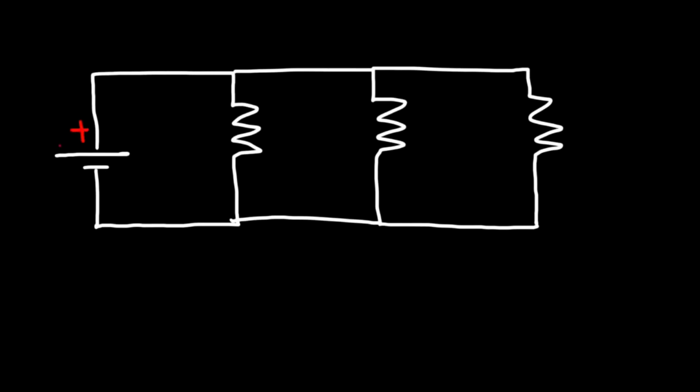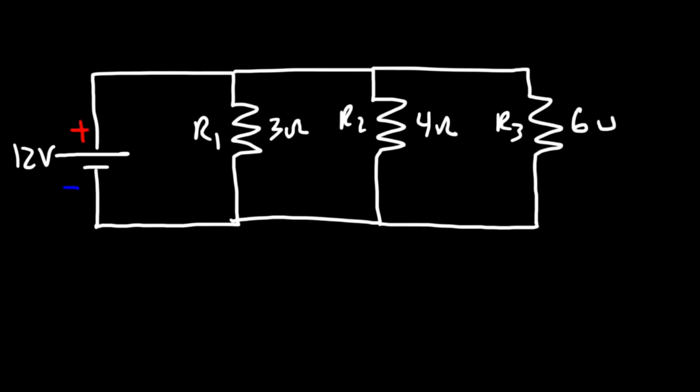So let's say we have, in this case, a 12-volt battery. Each resistor is connected across that 12-volt battery, and so all of them have 12 volts across their terminals. So let's call this R1, R2, and R3. Let's say that R1 has a value of 3 ohms, R2 is 4 ohms, and R3 is 6 ohms. What is the current flowing through each resistor?